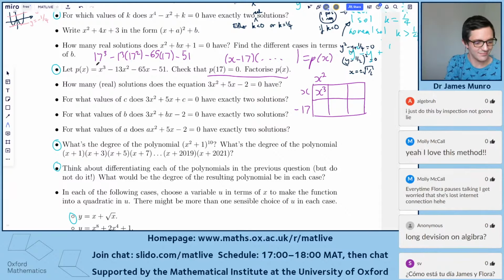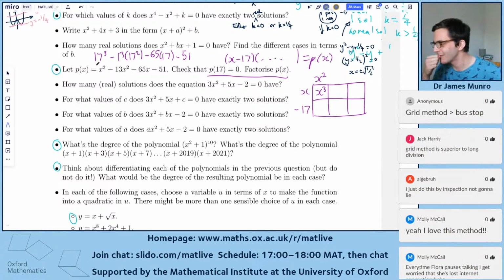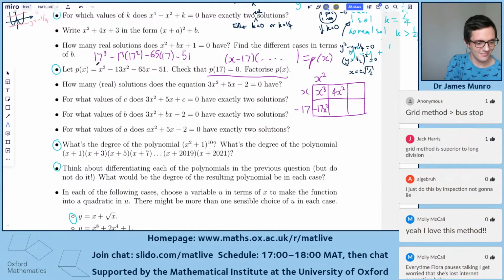So x cubed is x times x squared, so we have to have x squared on the top to make an x cubed. And then what we automatically get in this bottom box is minus 17x squared. But if you refer back to our polynomial, what we want is minus 13x squared. So how do you get from minus 17 to minus 13? Well, you need to add 4x squared. So I'm going to put 4x squared in this box.